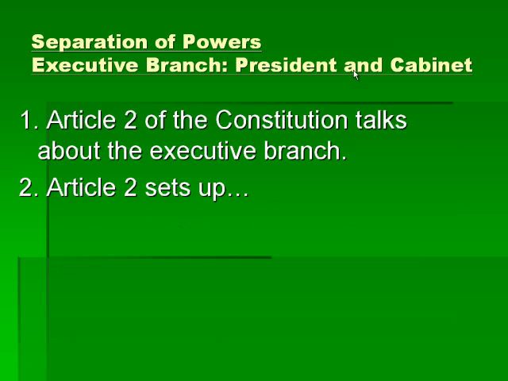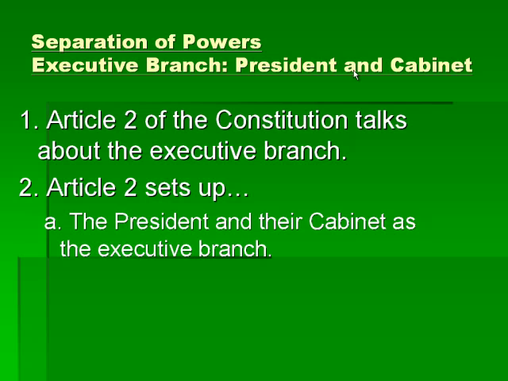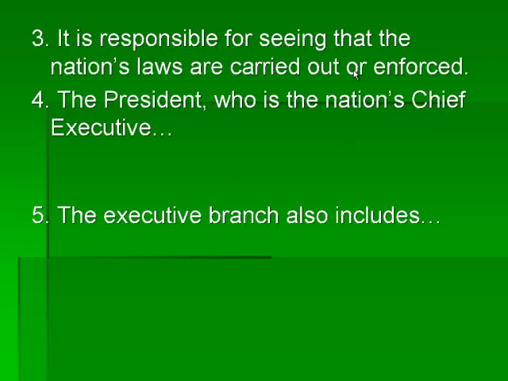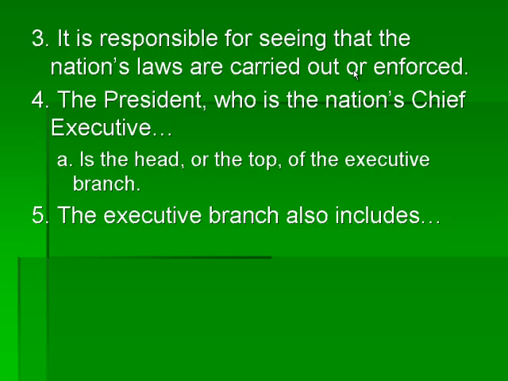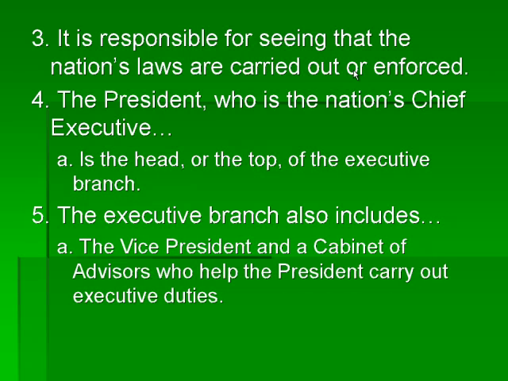The second article of the Constitution talks about the executive branch. The second article sets up the president and their cabinet as the executive branch. A cabinet is like his top group of advisors that help him with his other responsibilities, and we will get to that in the next unit. The executive branch is responsible for seeing that the nation's laws are carried out and enforced. The president, who is the nation's chief executive, is the head or the top of the executive branch, and the executive branch also includes the vice president and the cabinet of advisors, which help him with his executive duties.